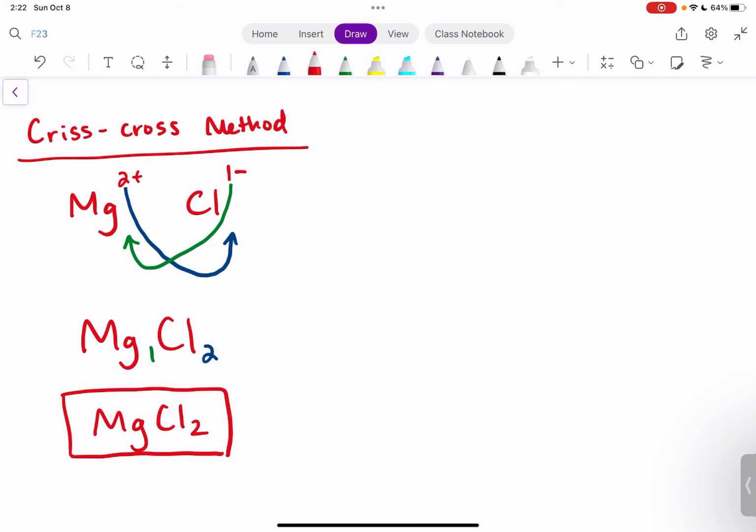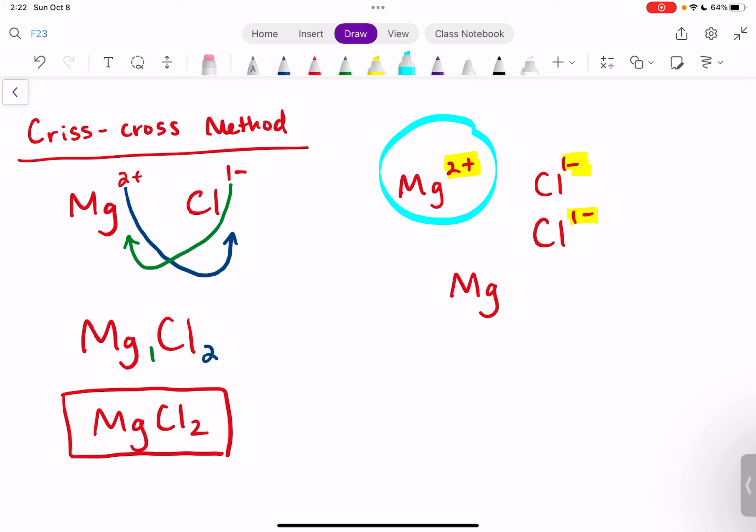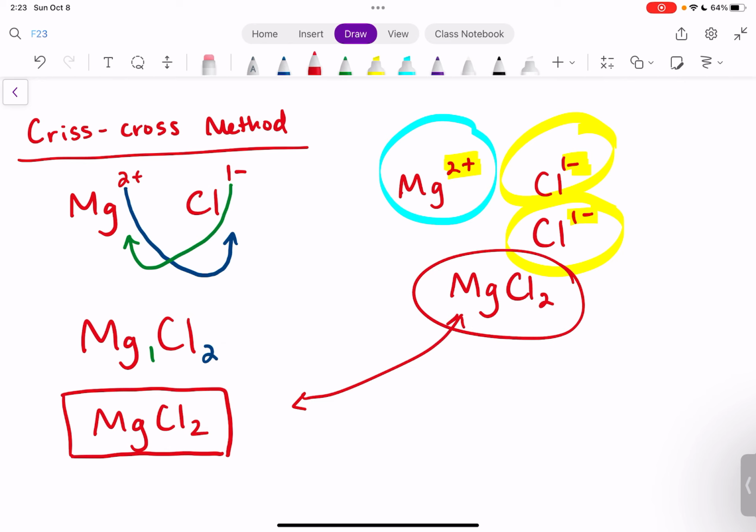So how does this crisscross method work? I'm skeptical. Looking at the way we used to do this in the last couple of videos, we said, okay, this charge and this charge are not going to cancel out, right? So what do I need to do? Well, I need to add another chlorine. And when I do that, I'm going to be left with 1 magnesium and 2 chlorines. Are these the same thing? Yeah, they're the exact same thing.